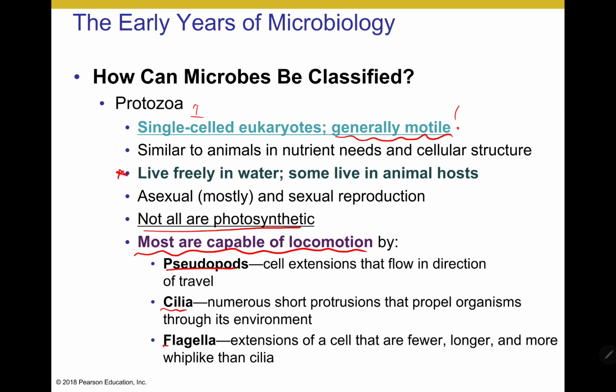Or the organism can have a flagellum or flagella. These are extensions of the cell. Typically they're going to be fewer than cilia, and they're going to be much longer too. Okay, so if I was to draw, this would be like the cilia. But then this long thing right there, that would be an example of a flagella. Much longer, much fewer, right, and much longer.